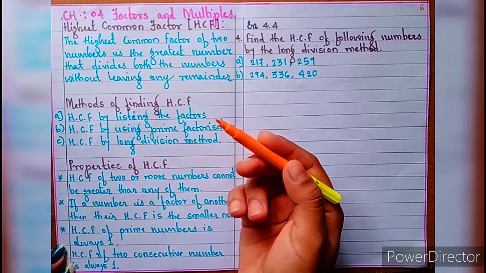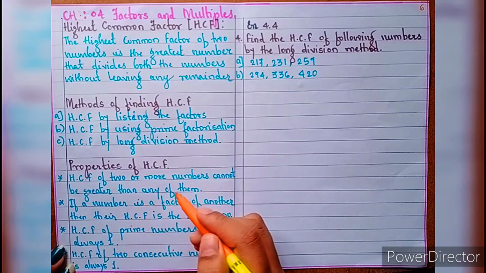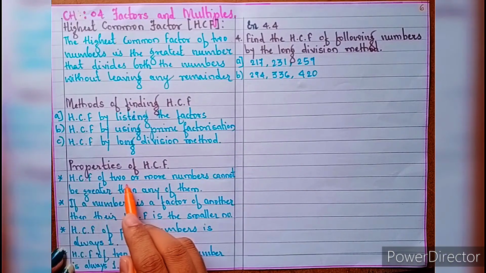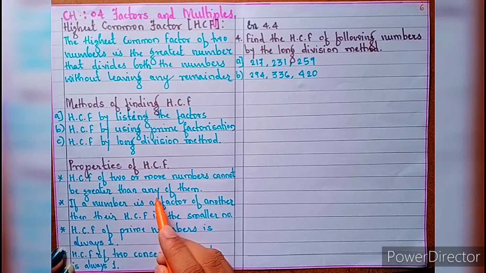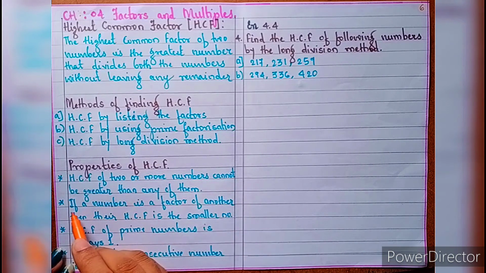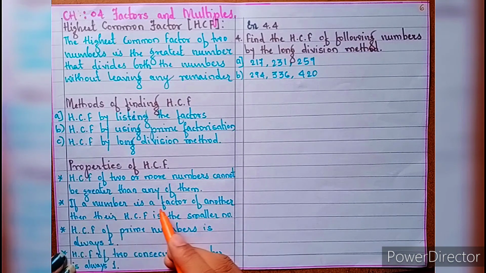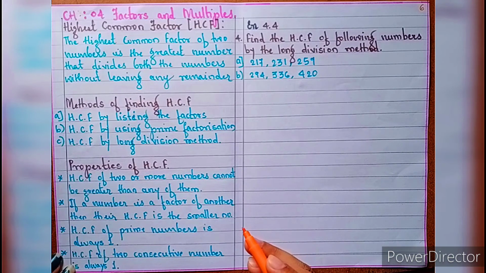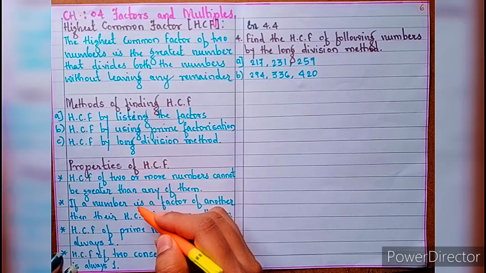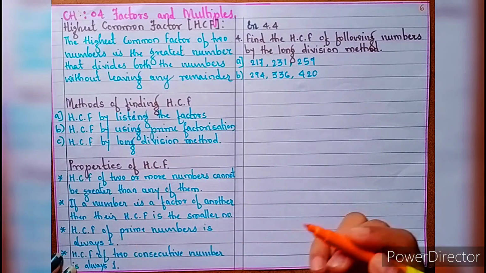Now before finding the HCF, let's understand the properties of HCF. HCF of 2 or more numbers cannot be greater than any of them. So HCF will always be smaller than the given numbers. If a number is a factor of another, then their HCF is the smaller number. HCF of prime numbers is always 1. HCF of two consecutive numbers, consecutive numbers meaning the numbers which follow one another, is always 1. All these properties you will understand better when we solve the examples.